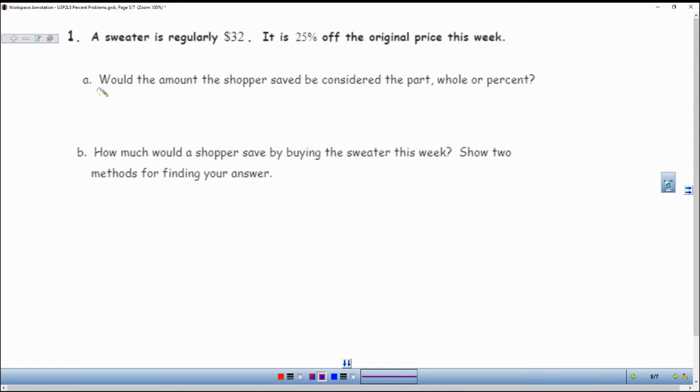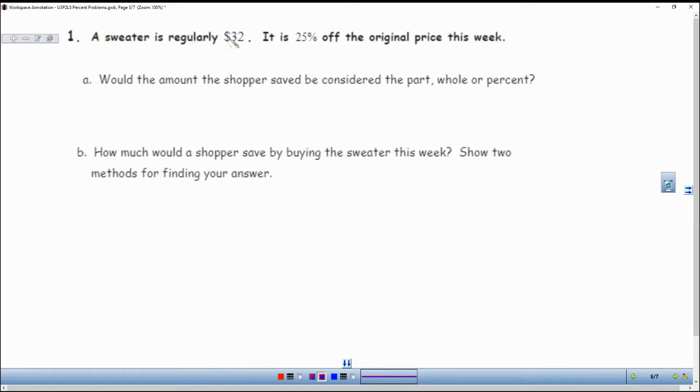Now, we're going to ignore some of these questions. Letter A is just asking us what's the percent, part, or whole. So we're just going to label it in the question. And then we'll try B, which is actually answering the question.